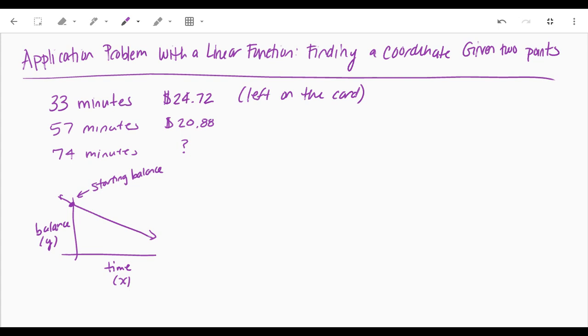So when we come up with our slope, we're going to have the difference in the y, so the difference in the balances. So 20.88 minus 24.72 over the difference in the times, so 57 minus 33. I don't have a calculator handy with me right now, but it'll be 3.84 for every 24 minutes. And that comes out to be 16 cents per minute.